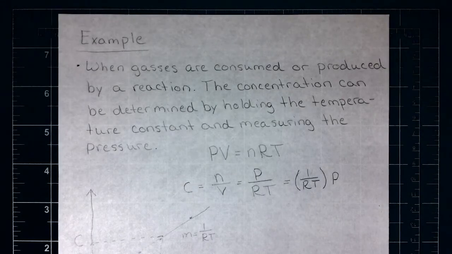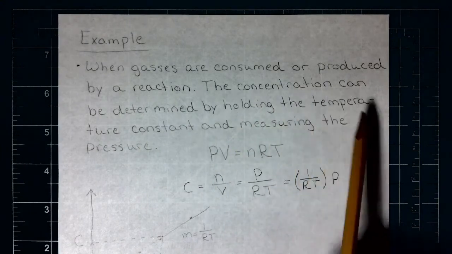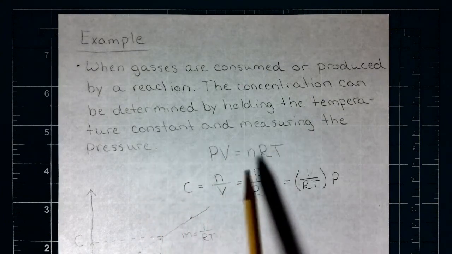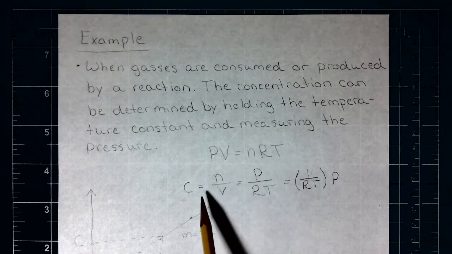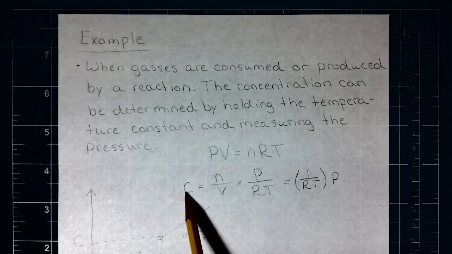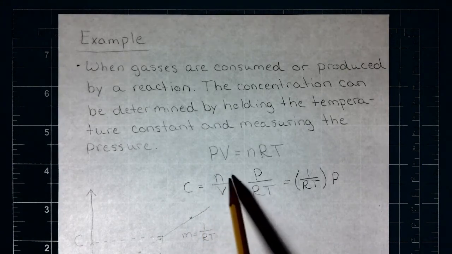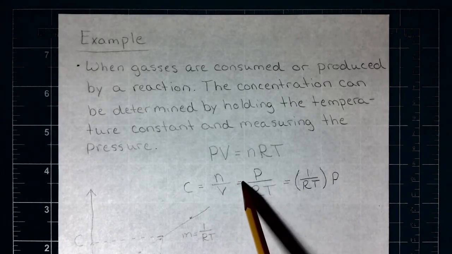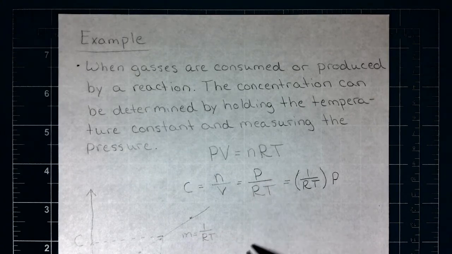Another example that ties into the conversation we had about gases is when gases are consumed or produced by a reaction, the concentration can be determined by holding the temperature constant and measuring the pressure. So if we make the assumption that it's going to behave as an ideal gas, the concentration is going to equal the number of moles divided by the volume, very similar to our molarity concentration unit, and that's going to equal the pressure divided by the gas law constant and the temperature.